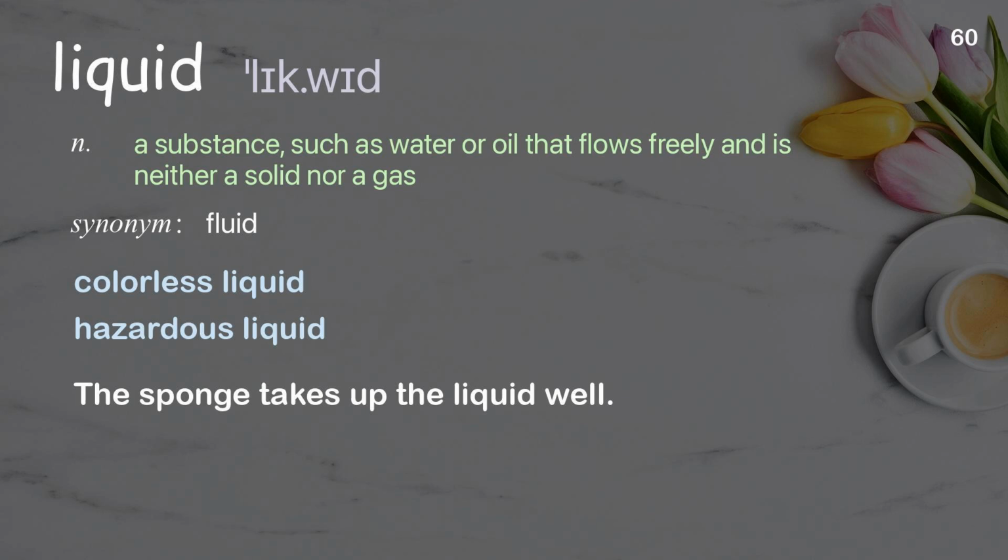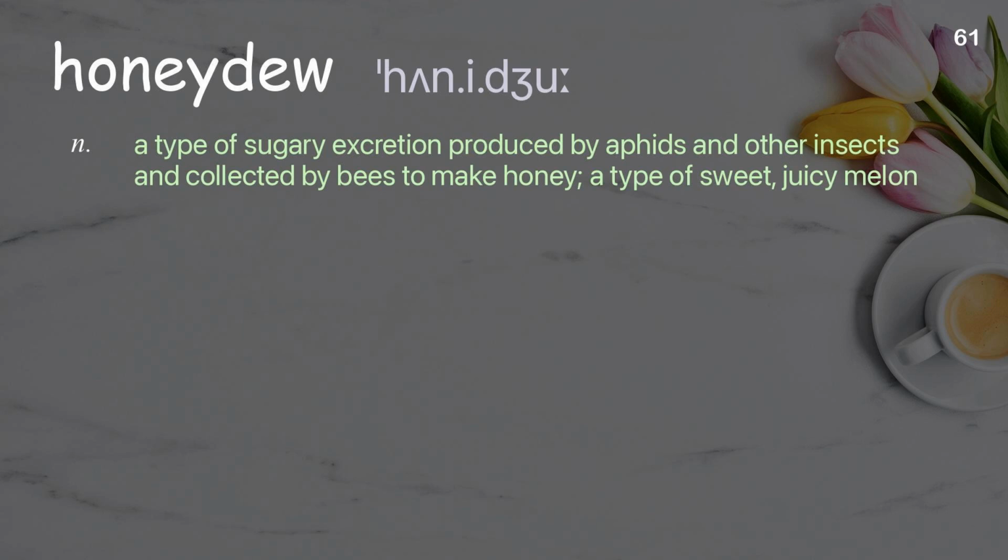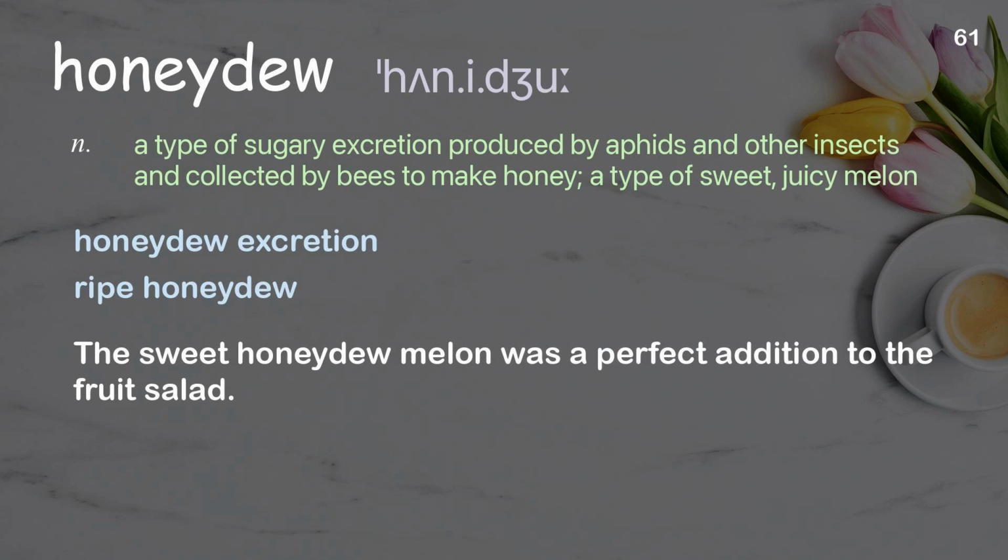Honeydew. A type of sugary excretion produced by aphids and other insects and collected by bees to make honey, a type of sweet, juicy melon. Examples. Honeydew excretion. Ripe honeydew. The sweet honeydew melon was a perfect addition to the fruit salad.